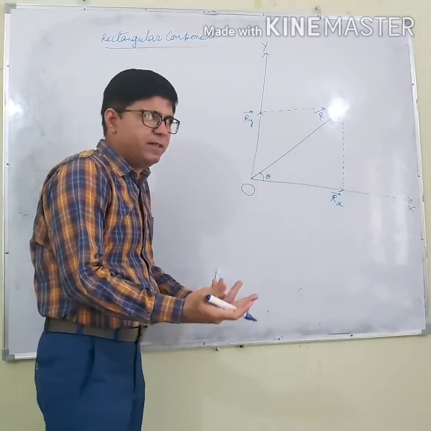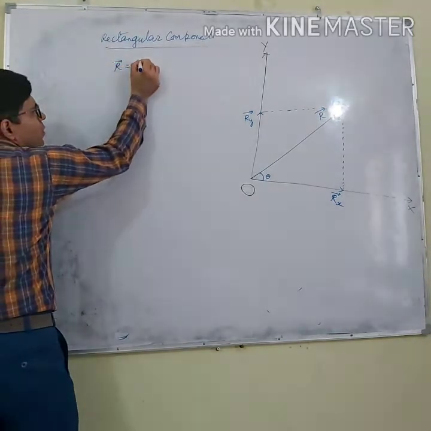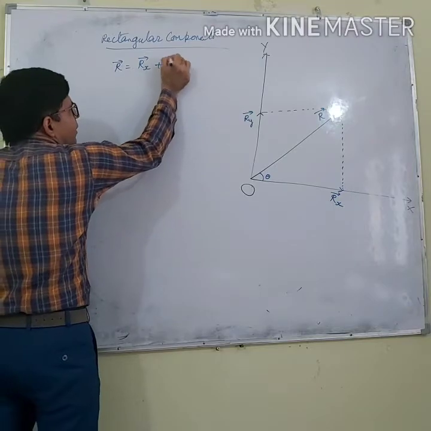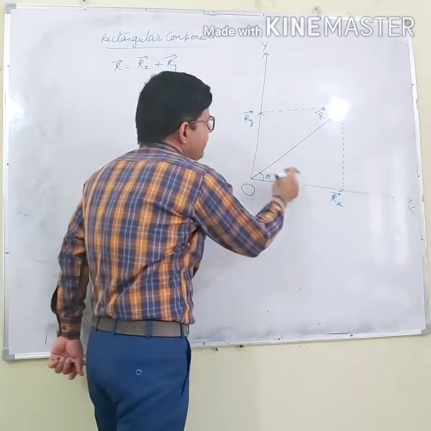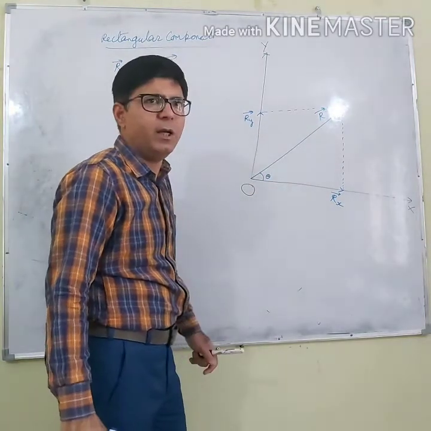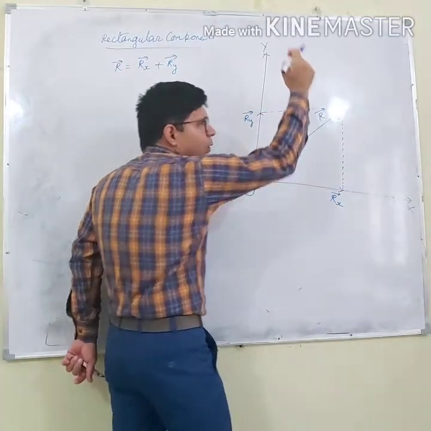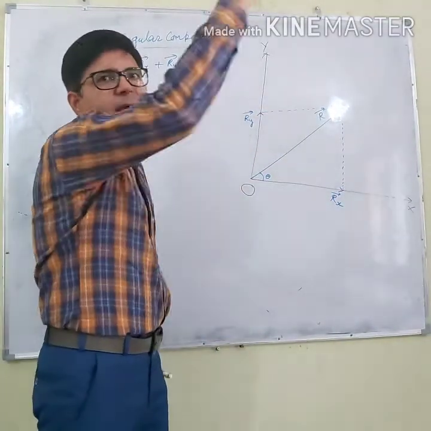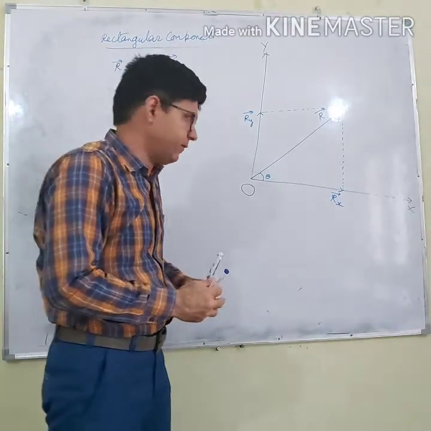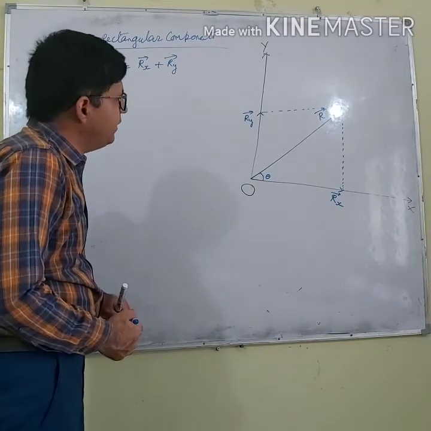Is it possible? Let's check it out. R equals the resultant of Rx and Ry. But here Rx and Ry are not in the same order. Then how can R be the resultant of this? The answer lies in the fact that here we have used the parallelogram law of vectors. The diagonal gives the resultant of the two vectors. Right? So here R equals Rx plus Ry.